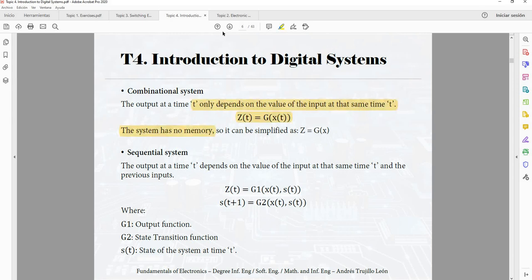I cannot write here, sorry. Okay, we can ignore this. So in the combinational system, the output is going to depend only... just let me stop the recording to fix this thing, and I'm going to continue in some minutes. Thank you.